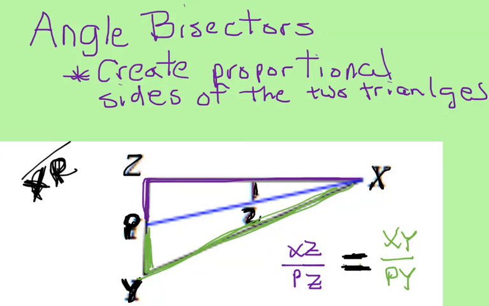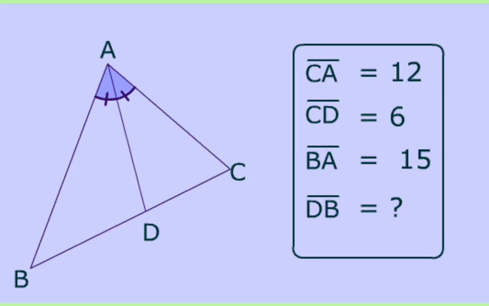Well, the proportional sides means that this side relates to this side, and I put that here. XZ relates to PZ in the same proportions as XY relates to PY. So here's an example. AD right there is an angle bisector of the big triangle, which created two small triangles. And right here it says CA is 12, CD is 6, BA is 15, and what is DB going to be?